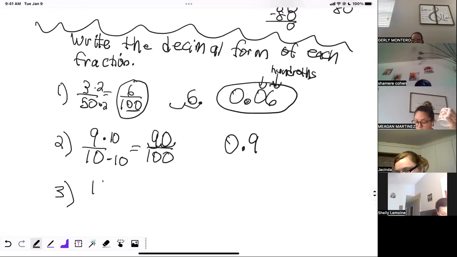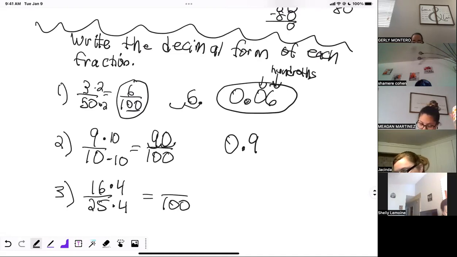3, 16/25. I can multiply this one by 4, which means I multiply this by 4 and get 64/100. Which means this answer is going to be 0.64. So I'm moving it 2 decimal places.